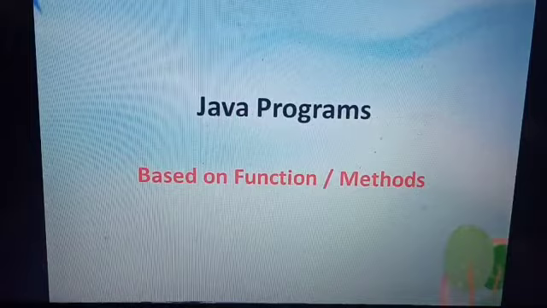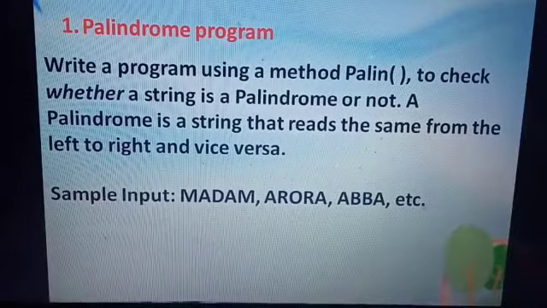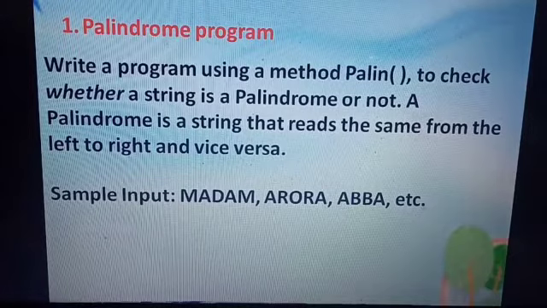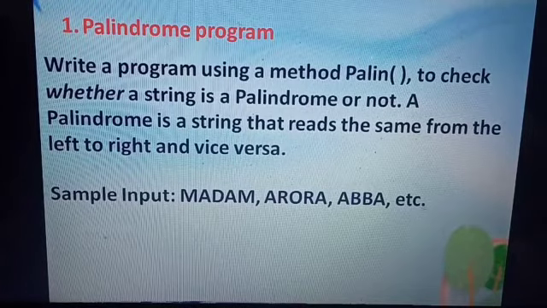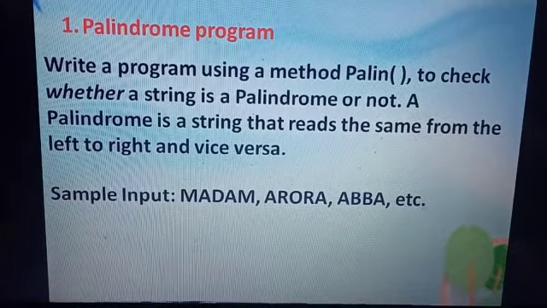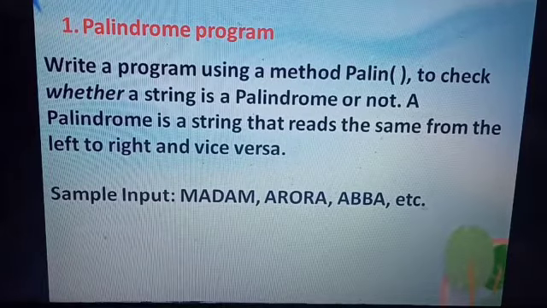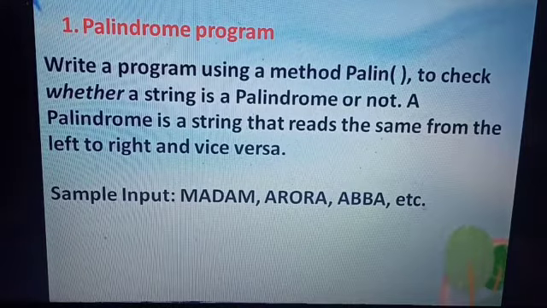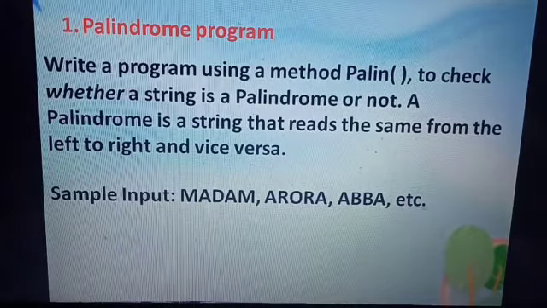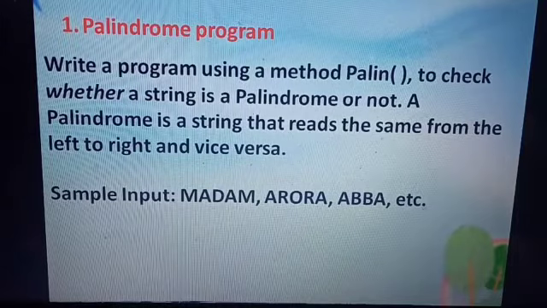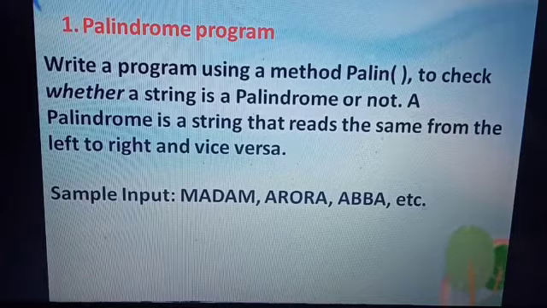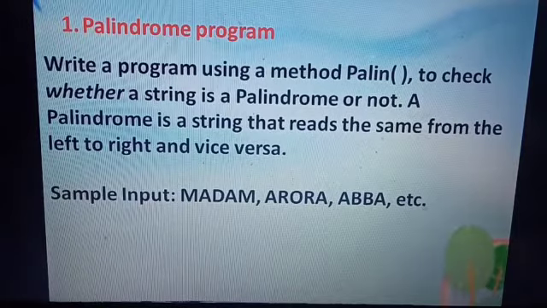Or method. First program, what was that? Palindrome. Write a program using a method palin to check whether a string is palindrome or not. What is a palindrome? Palindrome is a string that reads the same from left to right. Suppose you input madam. So madam is a palindrome because the characters on the left and right are the same. Now we can go to the code.